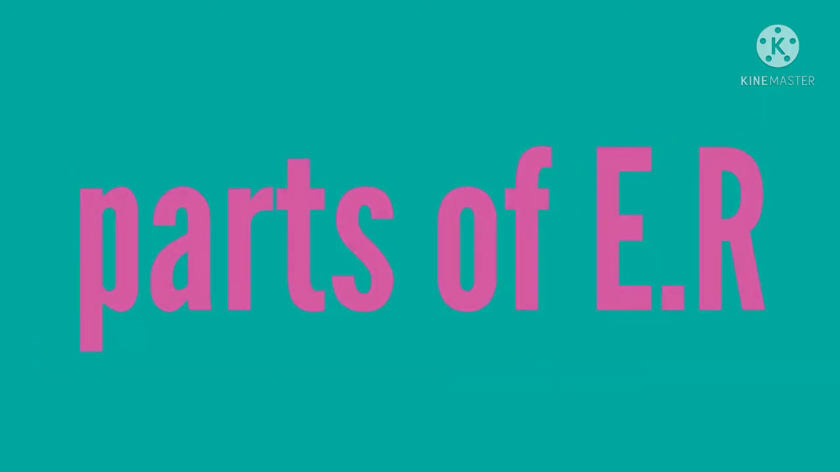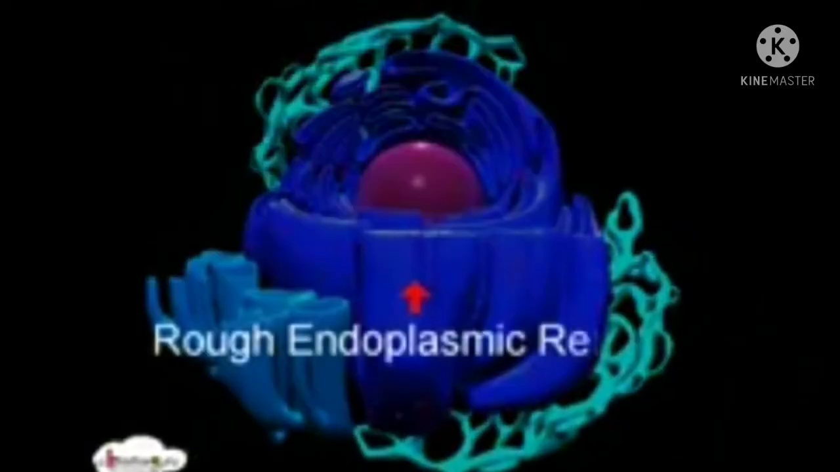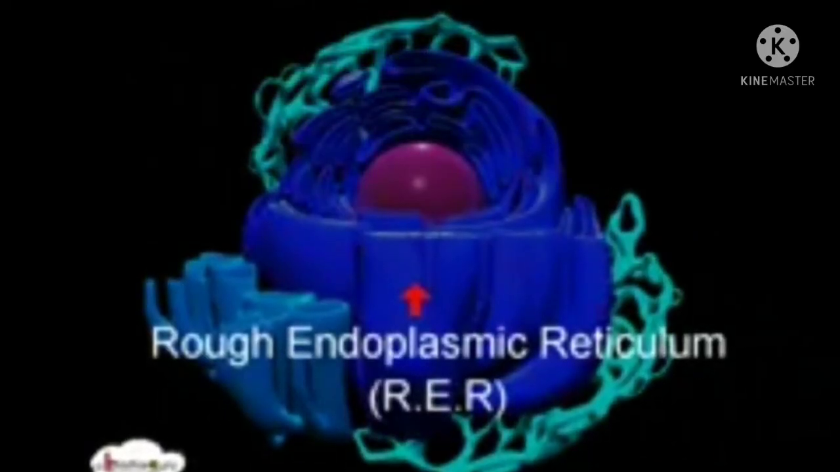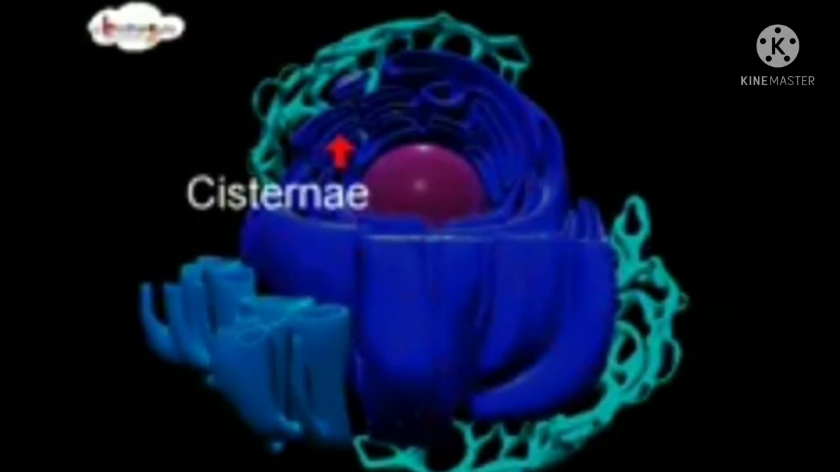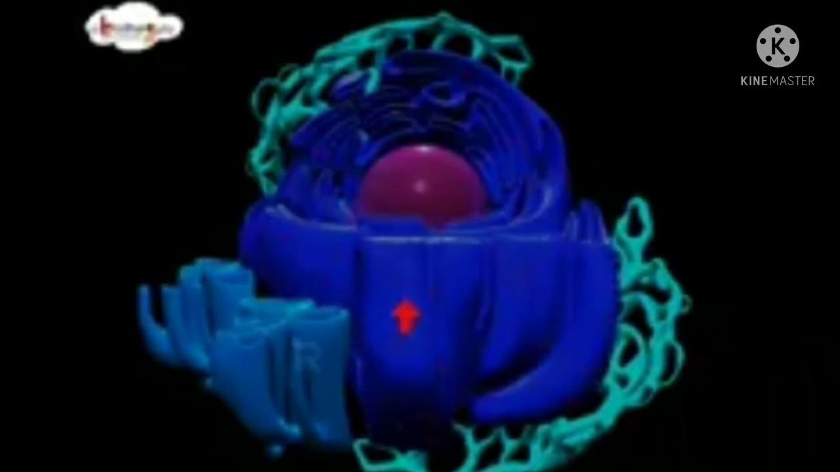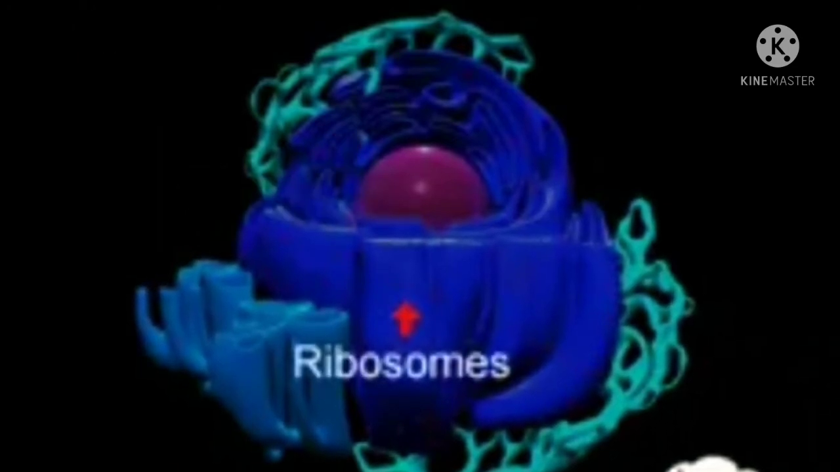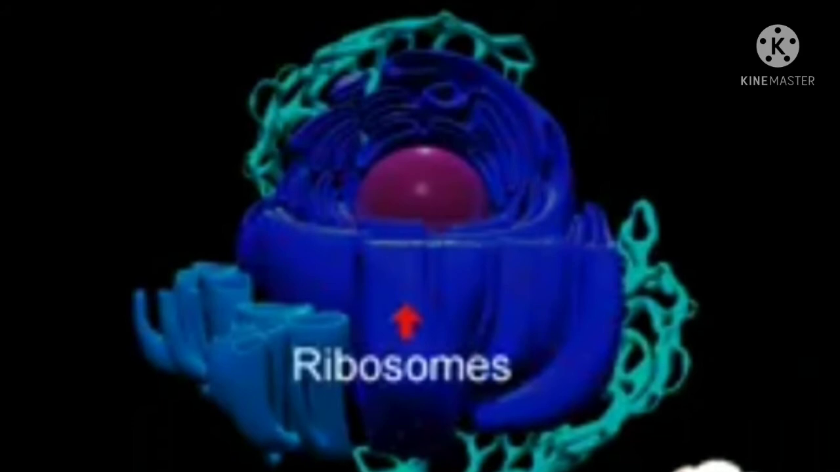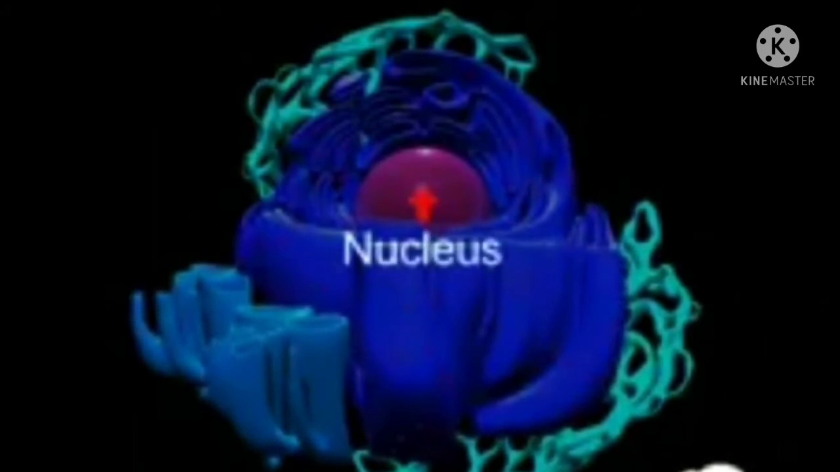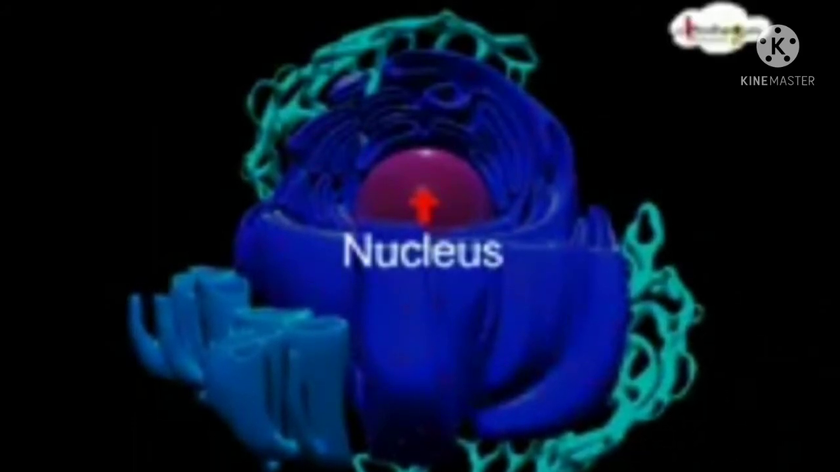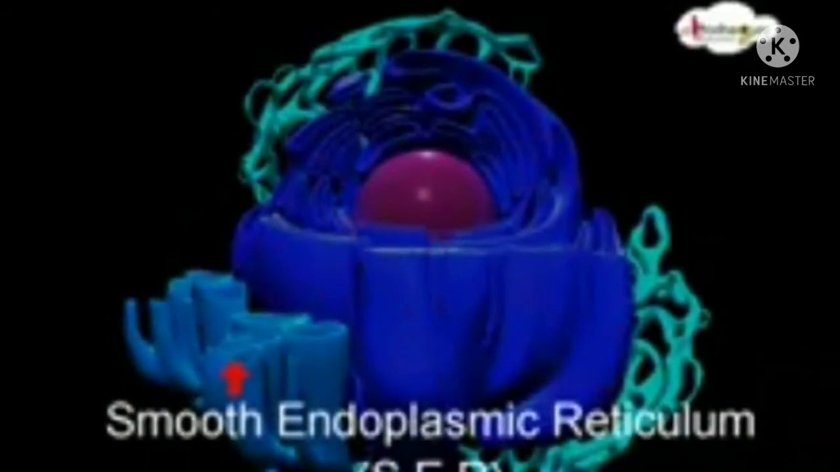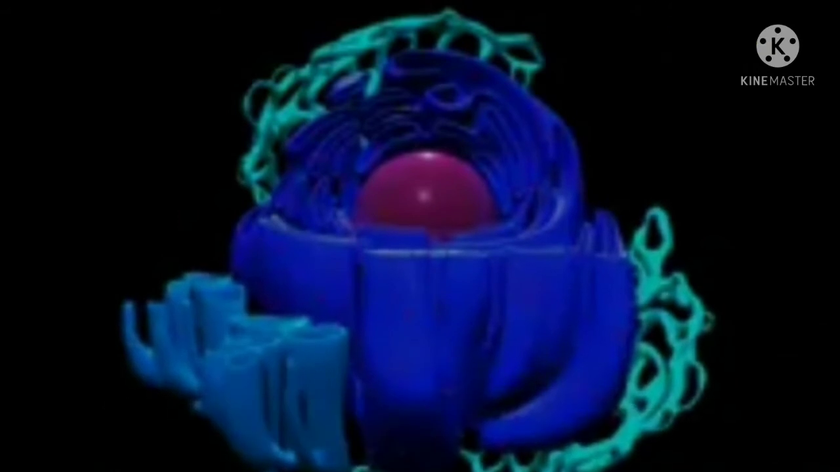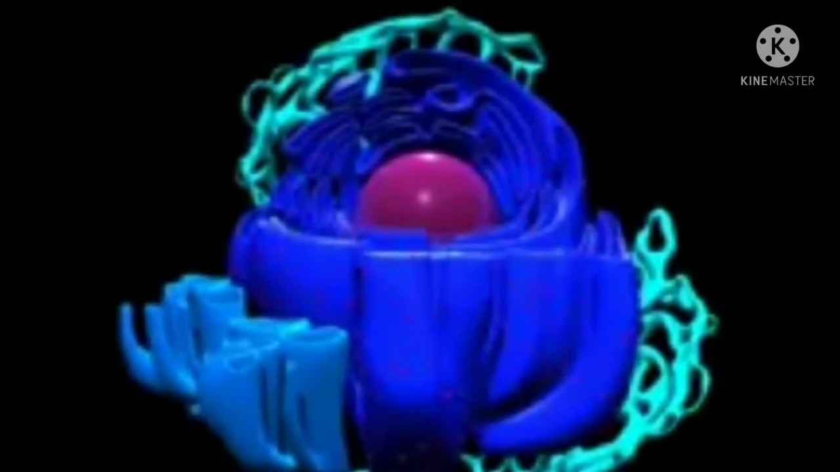The main parts of the ER are the rough endoplasmic reticulum, cisternae, ribosomes, nucleus, and the smooth endoplasmic reticulum, in short form SER.